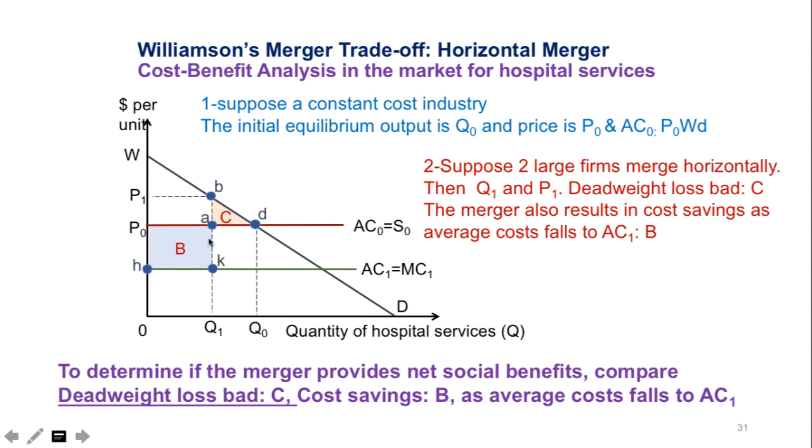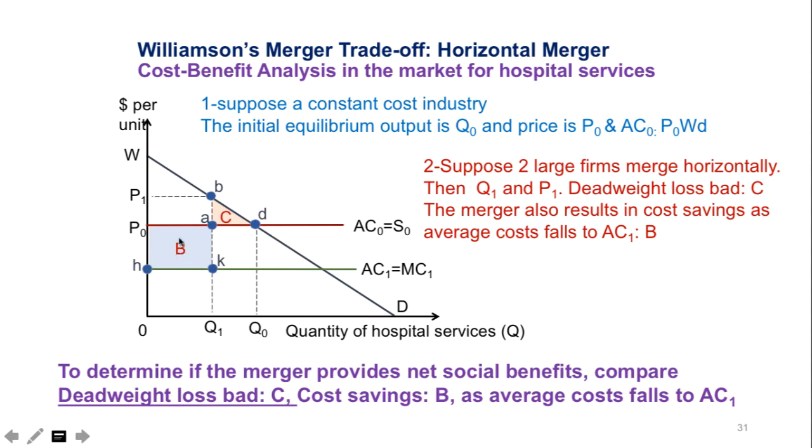There is a possibility of cost savings in the market. For example, if the average cost decreases from AC0 to AC1, there is a deadweight loss of the triangle C. But if the average cost decreases from AC0 to AC1, then there is also a possibility of a net gain to society of the rectangle B, which is P0AKH, the blue rectangle B.